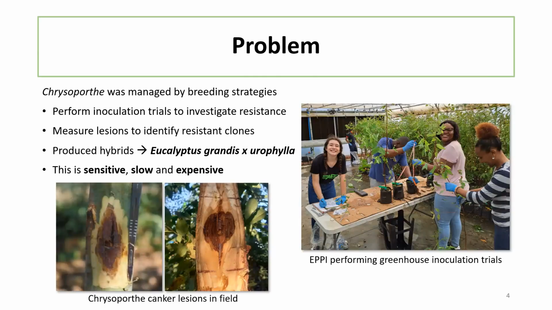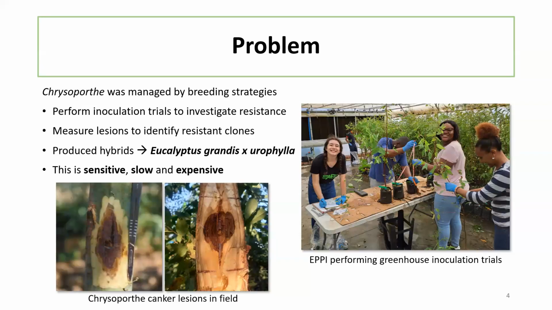So how this generally works, these breeding trials that I mentioned, is that we would inoculate bunches of trees with this pathogen, and then you'd let the disease develop and then see how far it develops and use that to infer whether a tree is resistant or not.